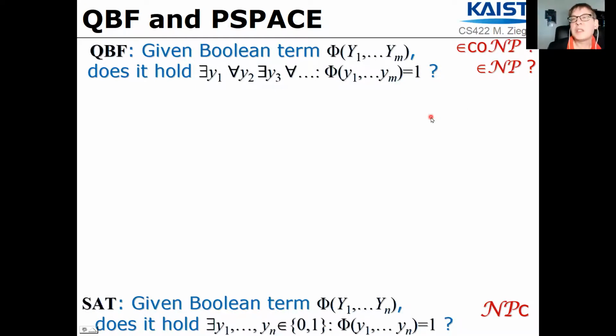So, if you believe that NP is different from co-NP, then the union of both is kind of even larger. So we can really expect that this quantified Boolean formula problem should be strictly harder. It must be at least as hard as NP and at least as hard as co-NP. And actually, there's an entire hierarchy.